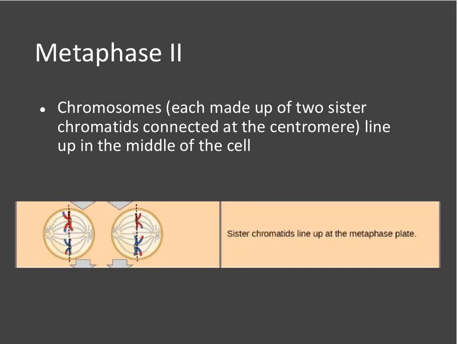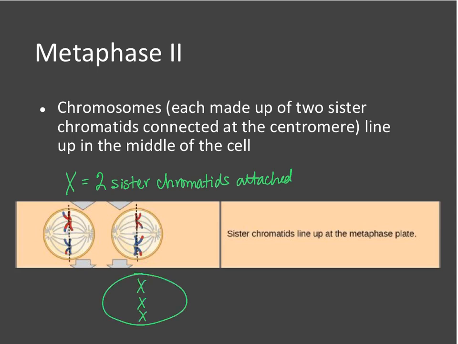During metaphase 2, the chromosomes, which remember are these X-shaped chromosomes, which means that we have sister chromatids present. So we have two sister chromatids that are attached to each other. And so these X-shaped chromosomes are lining up along the middle of the cell because during the next phase, which is anaphase, each of the sister chromatids is going to get pulled to a different side of the cell.